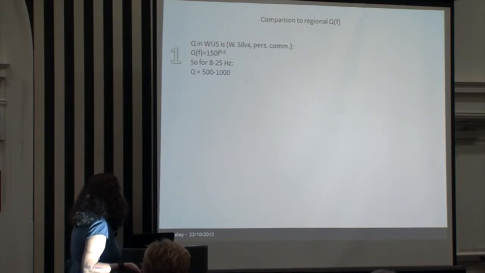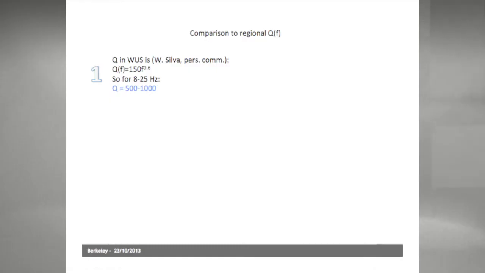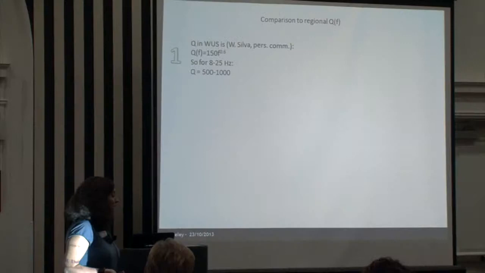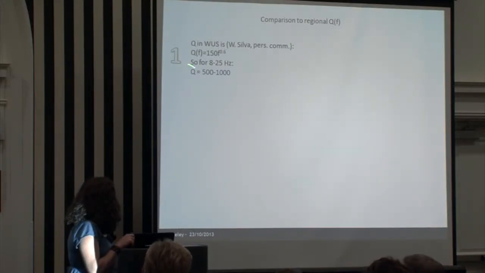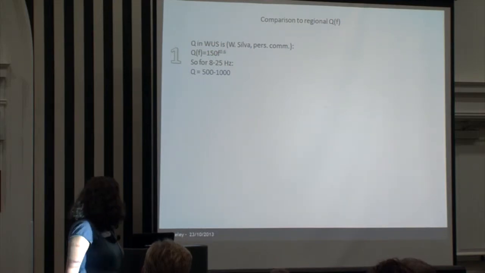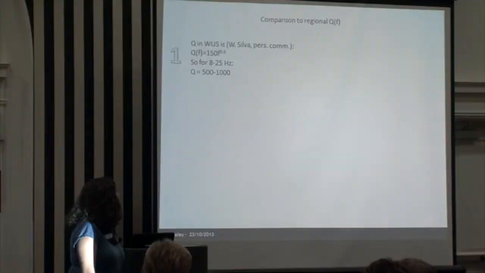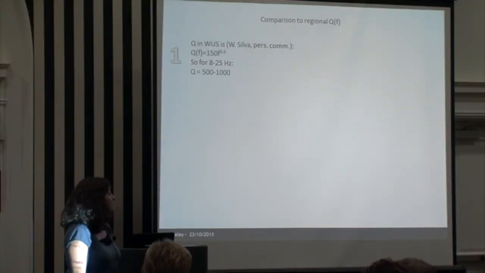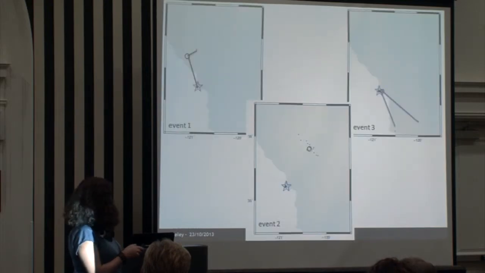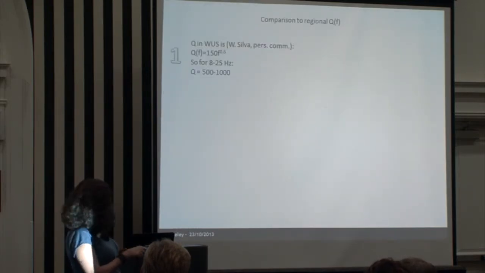So the only thing that remains to look at is how the oversimplified Q works out with other independent estimates of Q. If we use a typical power law relation for the frequency-dependent Q in the Western US, for the frequency range that I show you we worked in, the Q is around 500 to 1,000.